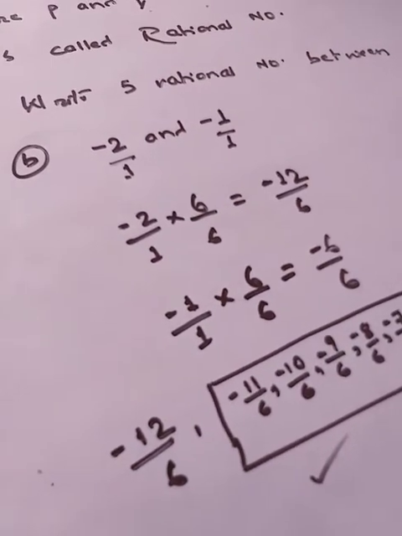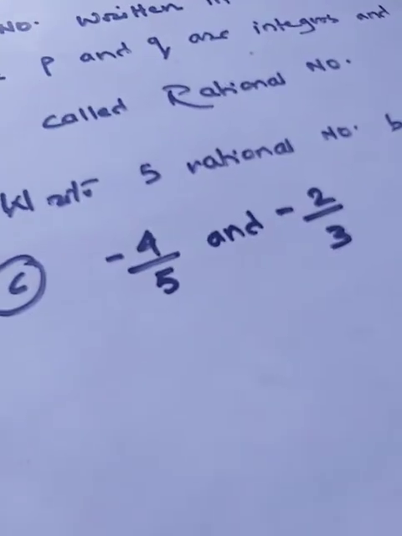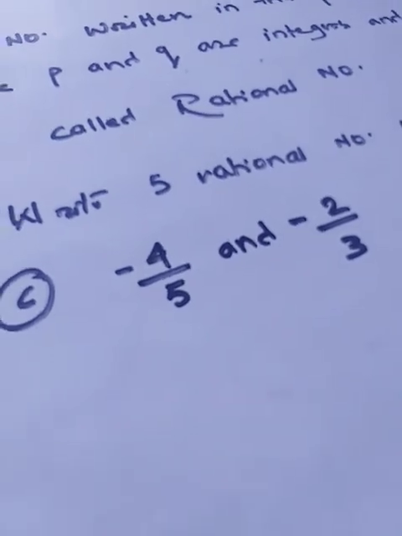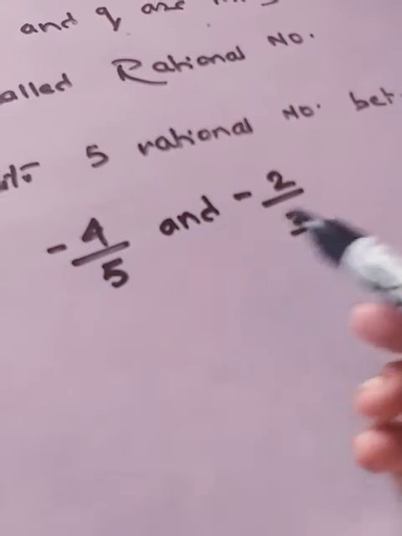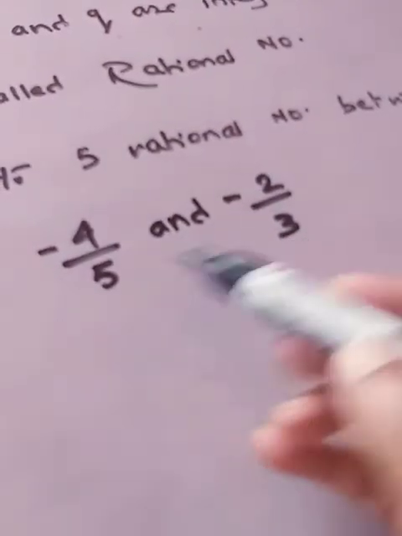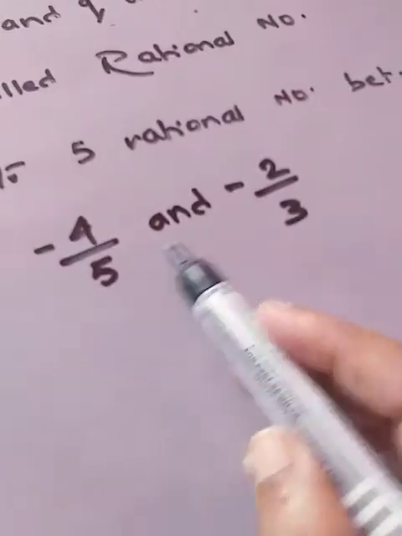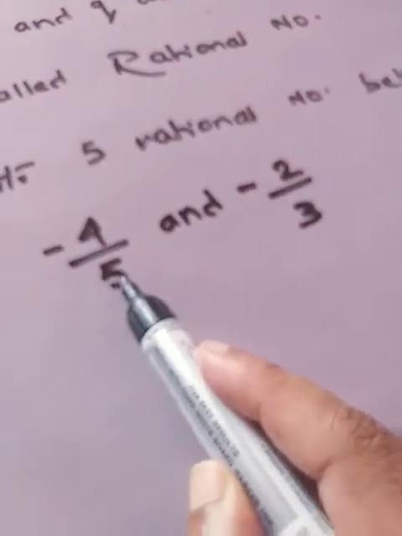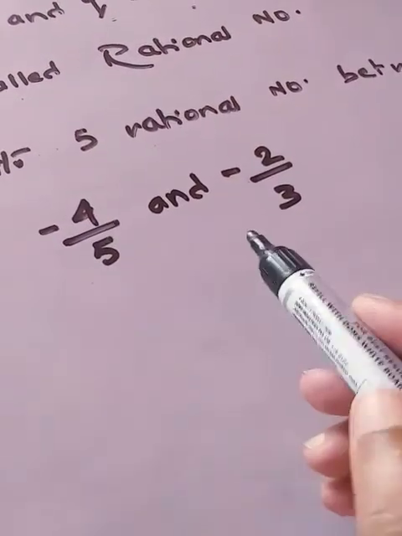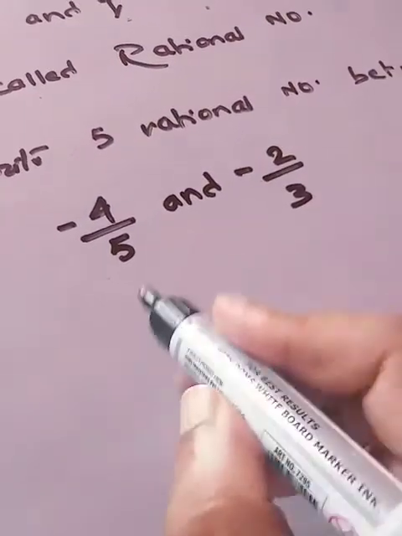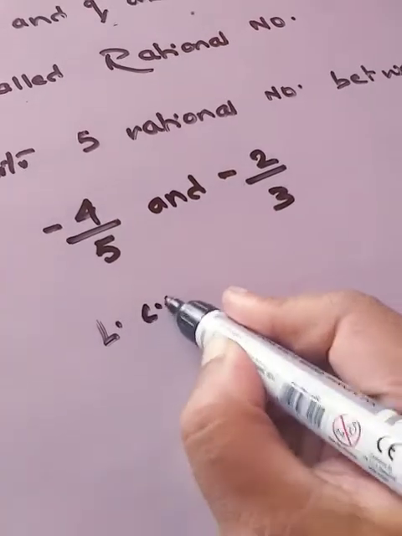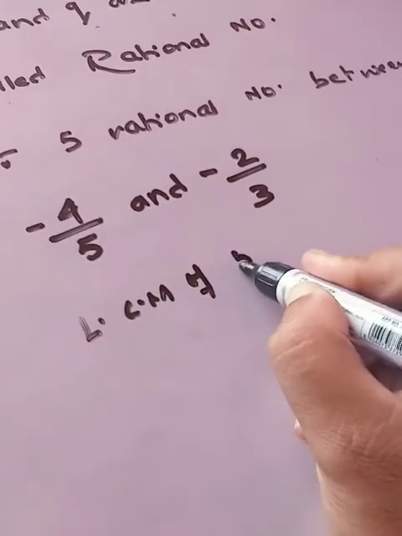Let's move on to sum number C. Now this is sum number C. In this case you see these two are rational numbers. They are in the form of P by Q, Q is not equal to 0. But what do you see now? You see that their denominators are not alike. So you have to make the denominators alike. For that, the first step is to go for the LCM of 5 and 3.